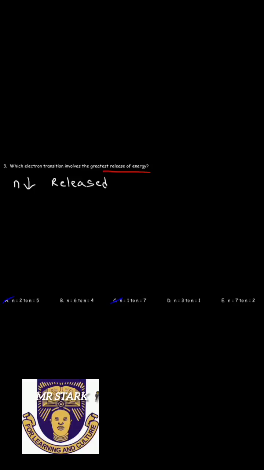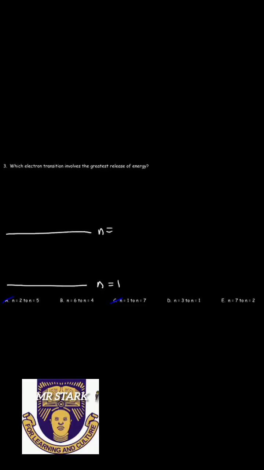Now, instead of drawing a circular orbit, I'm going to draw a horizontal line to represent the energy levels. So let's say this is the first energy level, the second would probably be somewhere over here. And then this would be the third, and then the fourth, and then the fifth. Do you see what's happening?